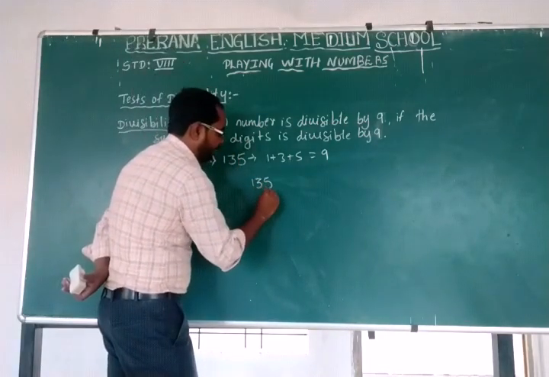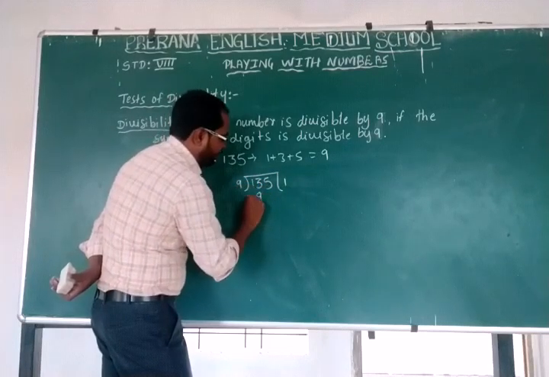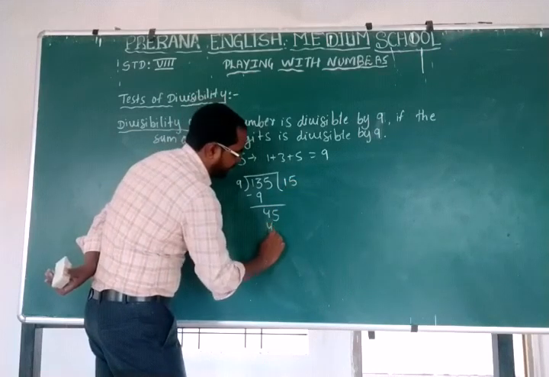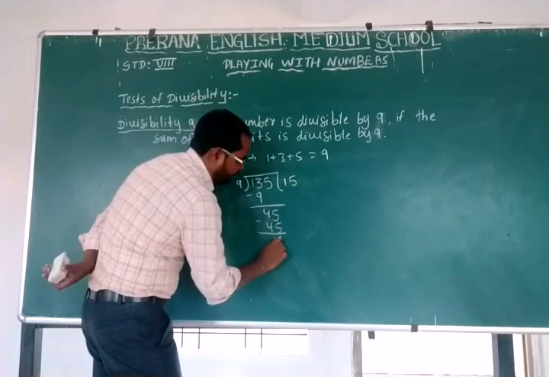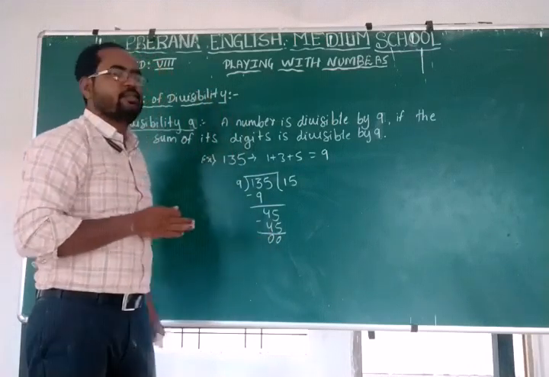Just check here. 9 into 1 is 9. 13 minus 9 is 4. 45. 9 into 5, 45. Subtract, 0. Yes, when the remainder is 0, the given number is completely divisible by 9.